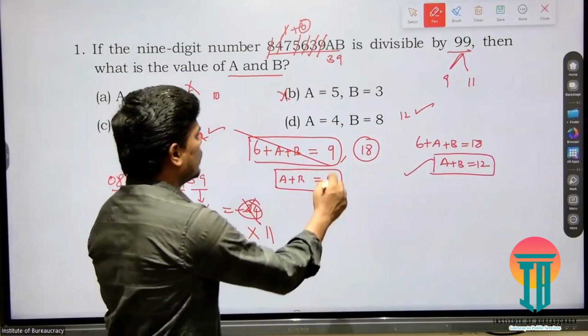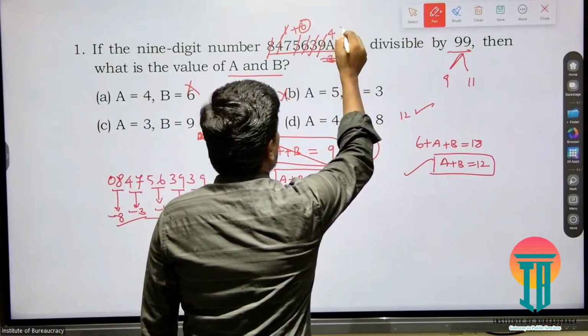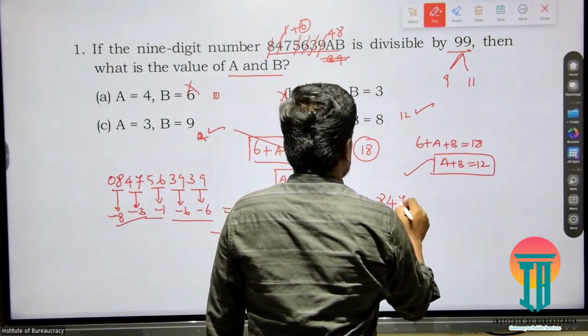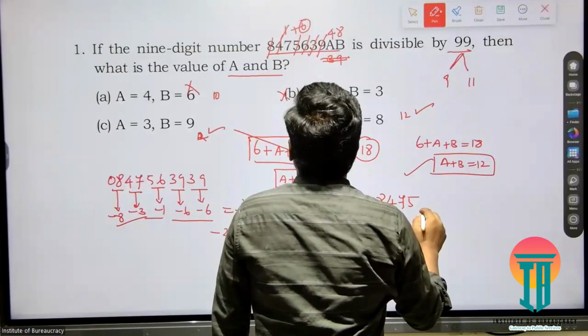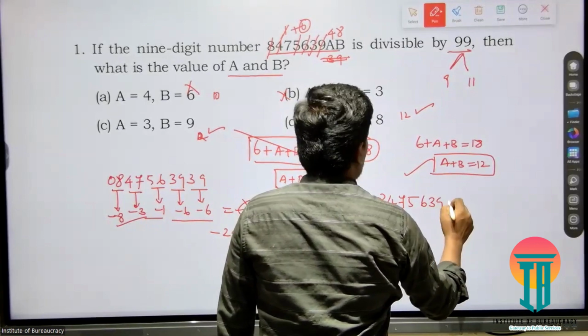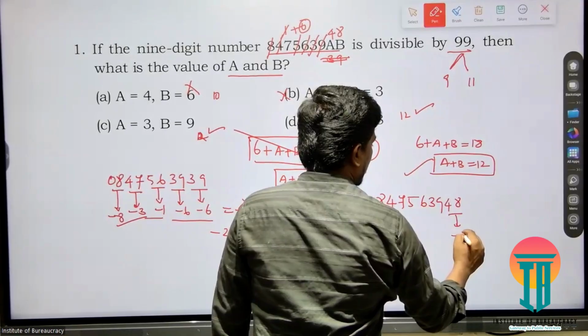Now let's go with the 4 and the 8. Then what is that? 8, 4, 7, 5, 6, 3, 9, 4, 8. Now apply the divisibility test for 11.